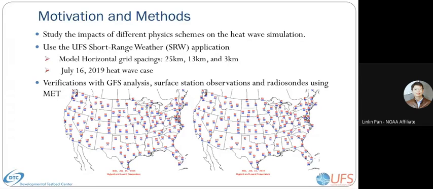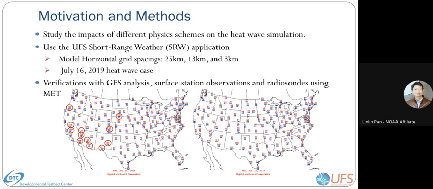The bottom two figures are the surface observations on July 15 and 16, with the maximum temperature in red. We can see it was extremely hot in the western US. There are several stations with a temperature over 100 Fahrenheit. It spreads eastward and lasts to July 21st, 2019.